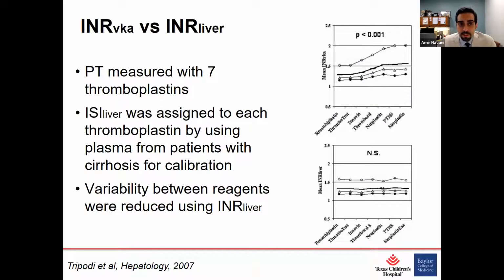In some studies, INR was standardized for liver failure patients by using the ISI for the liver and using plasma samples from cirrhotic patients. Tripathi et al., in this study, showed that the variability that we see between the labs will decrease when we use this ISI liver. However, this strategy was not able to be used in clinical practice because of the high heterogeneity in the liver failure population.